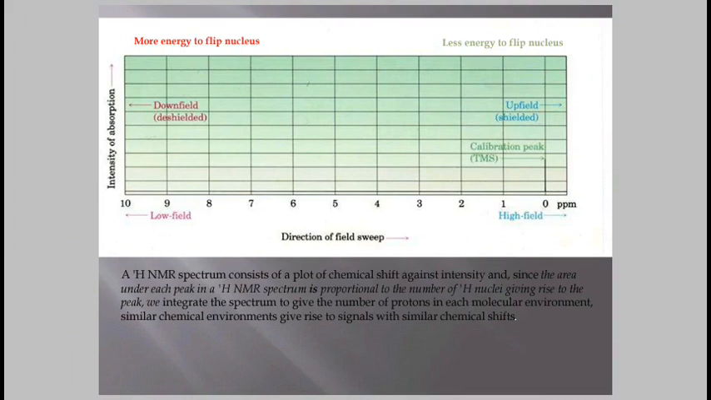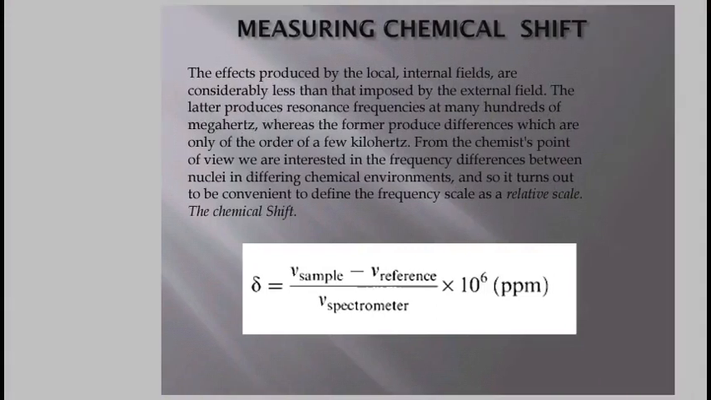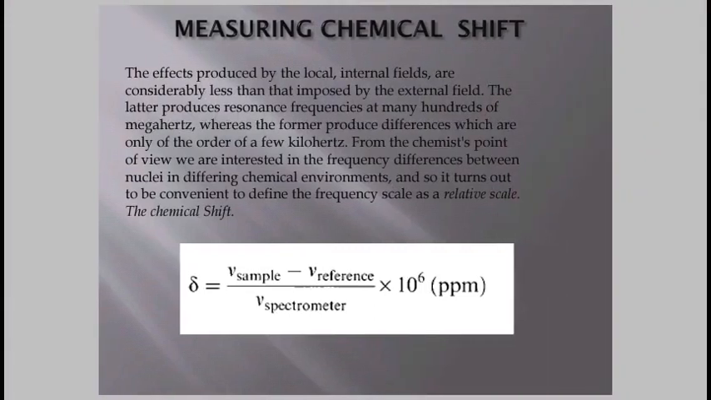Usually, CDCl3 or TMS, tetramethylsilane, is used as a standard solvent. It is the most suitable compound for both proton and carbon spectroscopy. TMS is an inert compound and gives a single strong resonance from its 12 identical hydrogens, which appears at 0.0 ppm. Measuring the chemical shift.